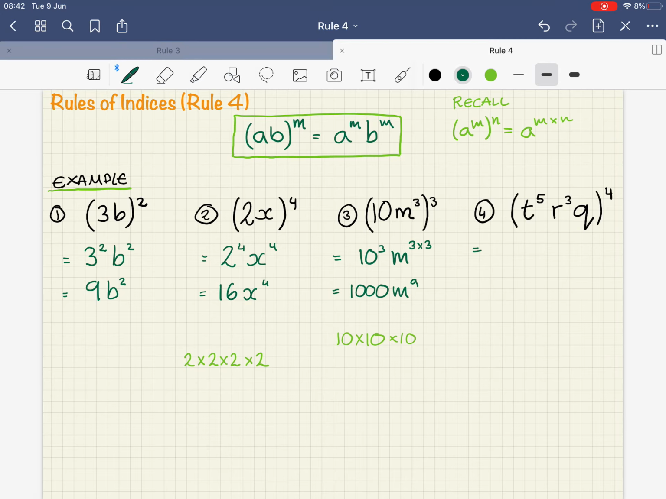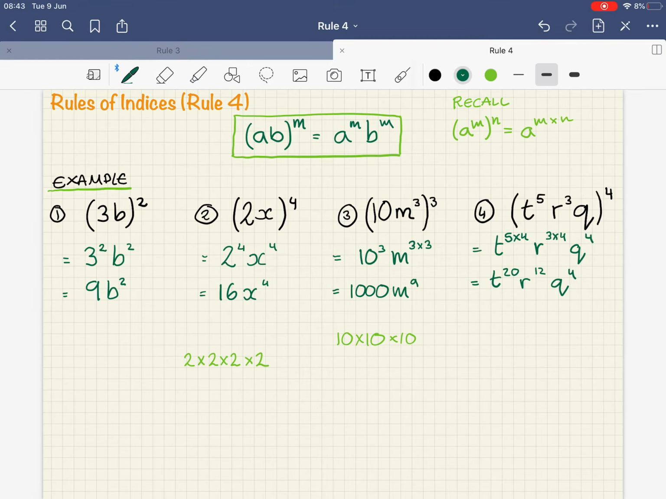Last one then, so here I've got 3 things inside, but it works in the exact same way. So that power is going to affect each thing individually. So first on my t, it's got a power of 5 and I multiply it by 4. R had a power of 3 and I multiply it by 4. And Q didn't have a power. And then doing those multiplications, I'm going to have t to the power 20, r to the power 12, and then q to the power 4.